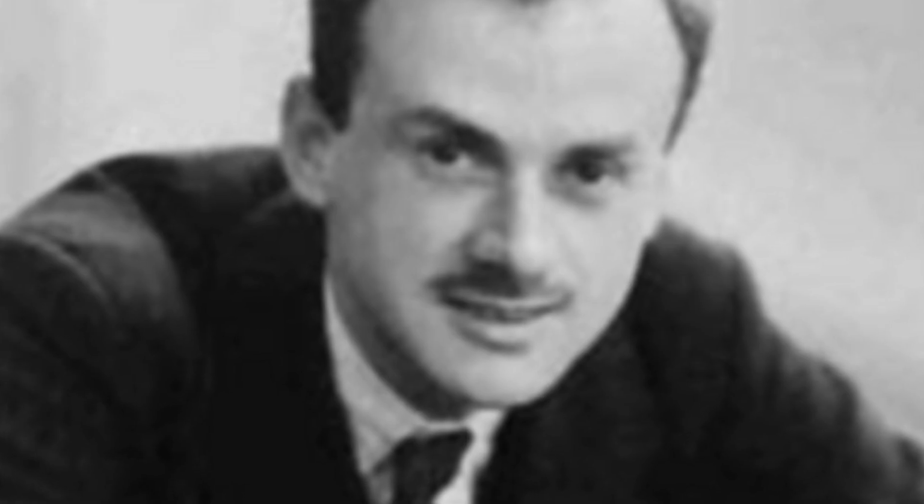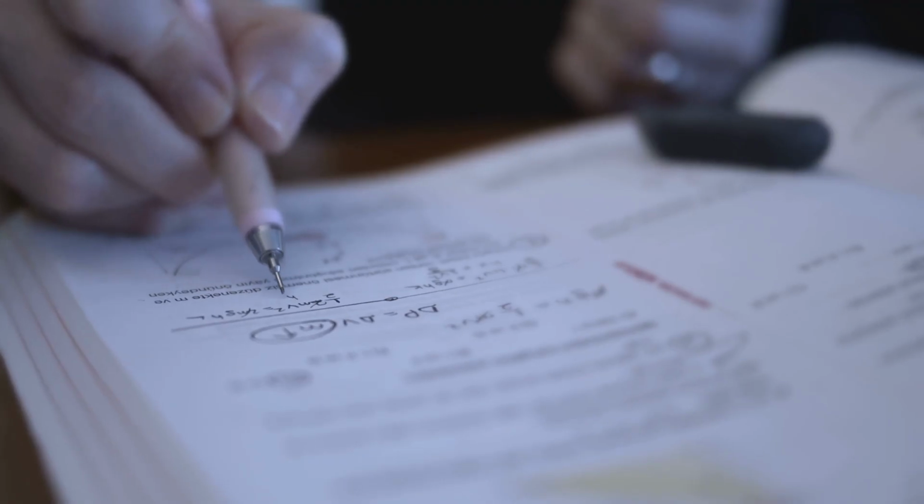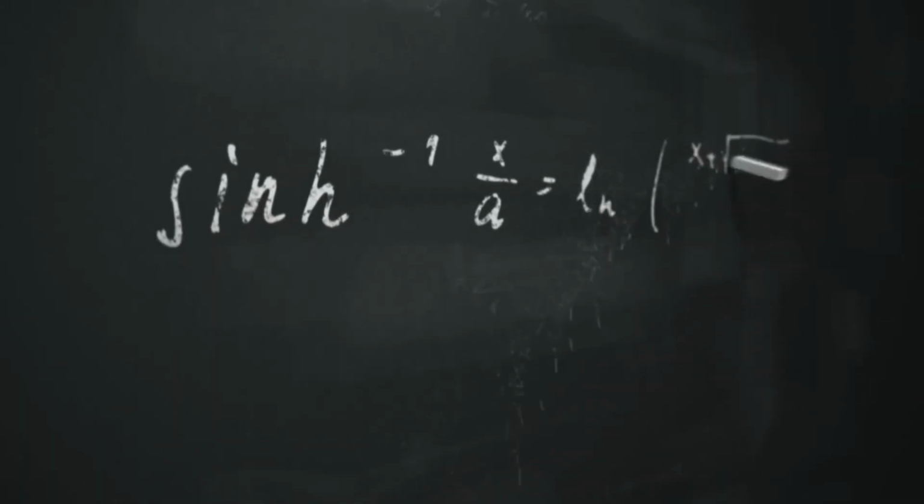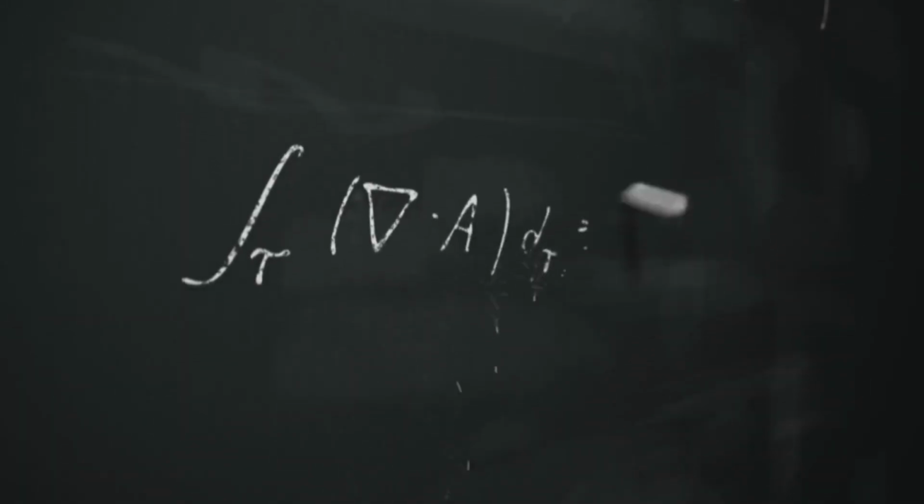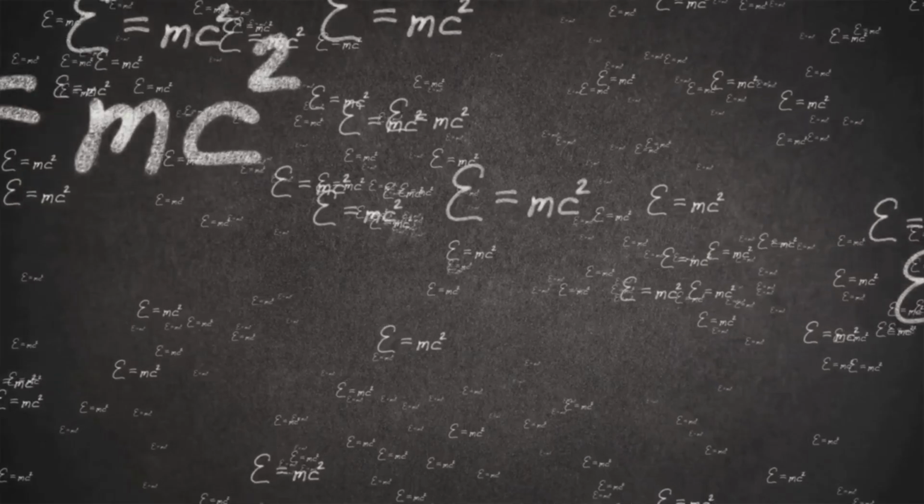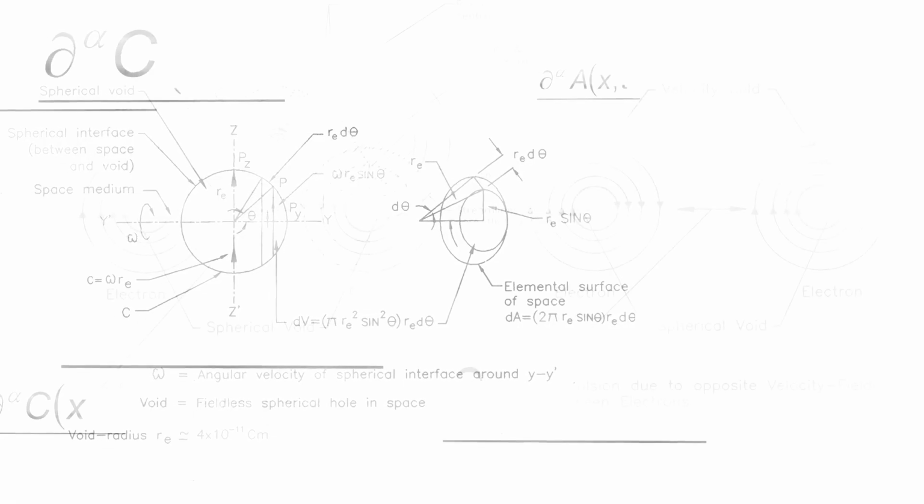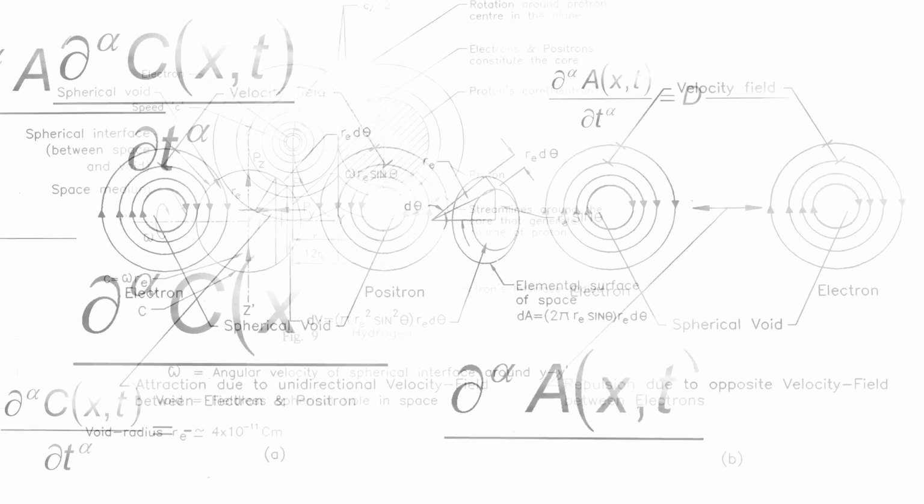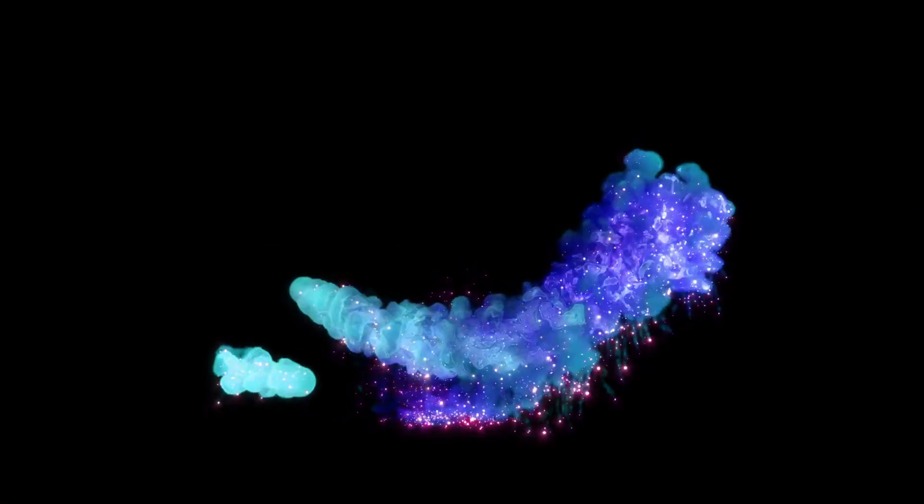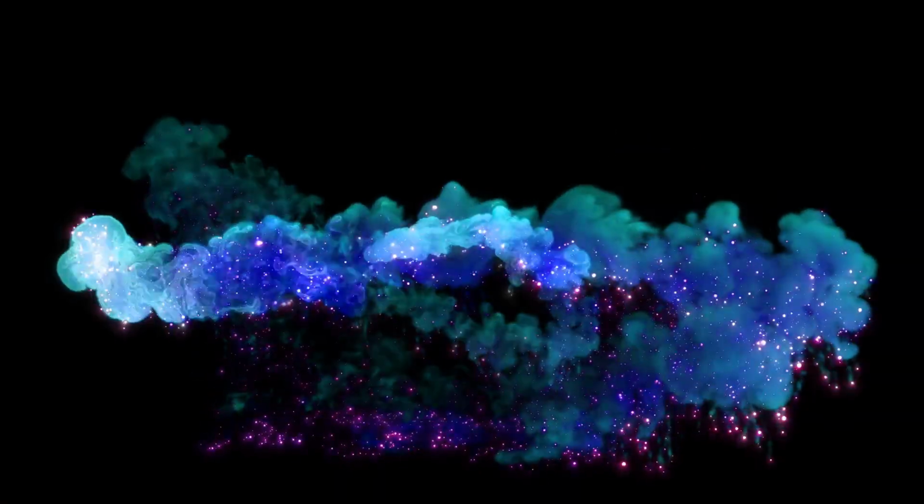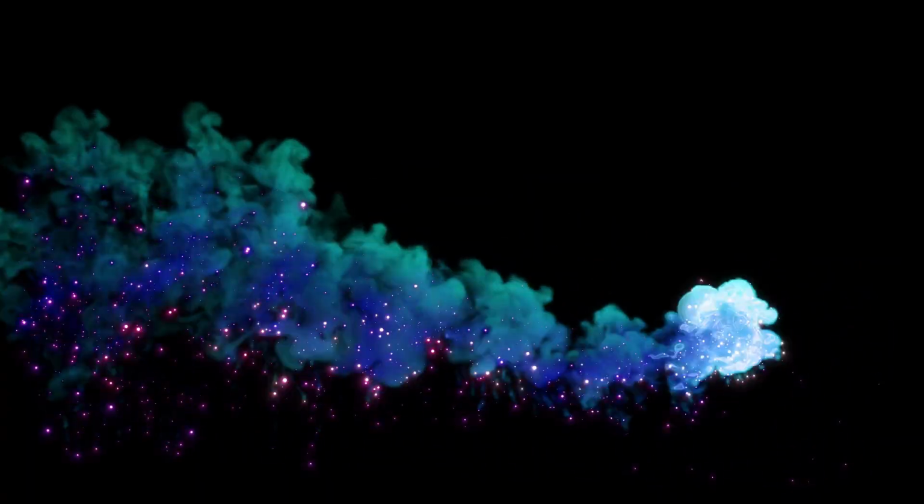The story begins not in a laboratory filled with strange machines, but in the mind of a brilliant physicist. His name was Paul Dirac. In the 1920s, he was working with equations that described the behavior of electrons. But his math told him something strange, something impossible. The equations predicted not one, but two kinds of electrons. One was the familiar particle we all know, with its negative charge. The other was something new, a particle with the exact same mass, but with a positive charge, an anti-electron.